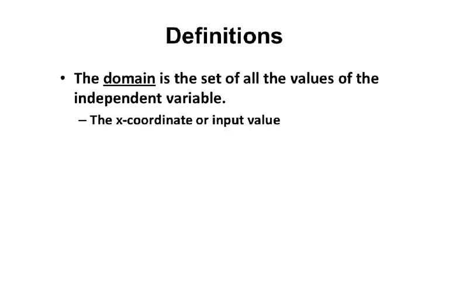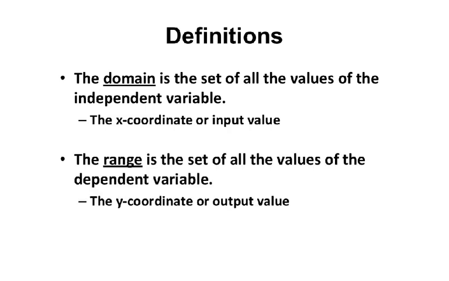So the first definition we're going to write down is that domain is the set of all the values of the independent variable. And you don't necessarily have to write this second part, but it's super helpful to make a note that it's the x-coordinate or the input value. Those are the two ways you'll hear it described. So in my notes, I just put a little parentheses with an x to the left of the definition.